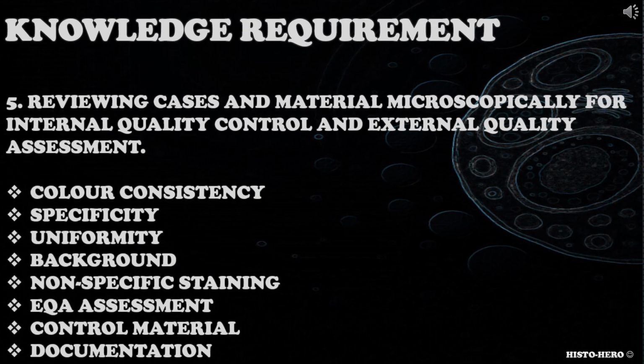The fifth knowledge requirement is for you to review cases and material microscopically for internal quality control and external quality assessment. How would you assess quality of demonstration methods for pigments and minerals? What control material does your laboratory use for each demonstration method? How would each demonstration method be assessed by an EQA assessor? Consider color balance and consistency, specificity of staining, uniformity of staining, presence of background staining, contamination or deposits, presence of nonspecific staining, UK NEQAS assessment criteria, control material used, documentation.